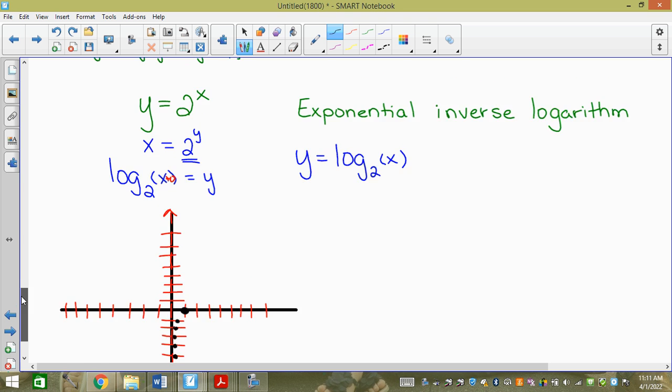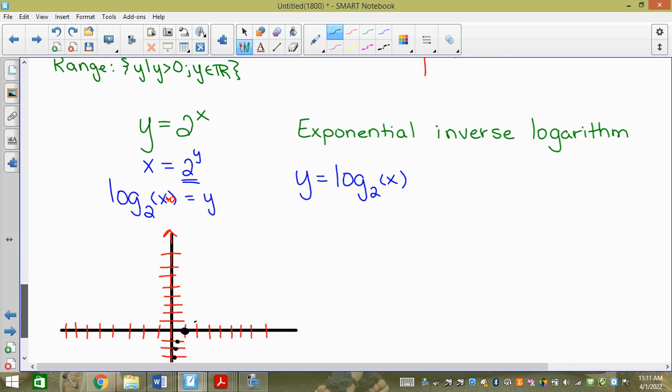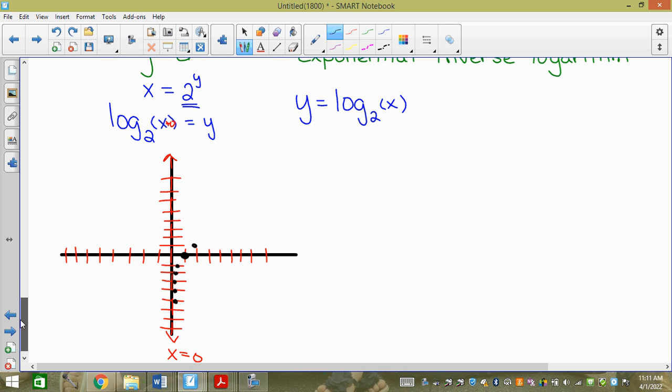Then we have 1 and 2 becomes 2 and 1. 2 and 4 becomes 4 and 2. 3 and 8 becomes 8 and 3. And we connect the graph.